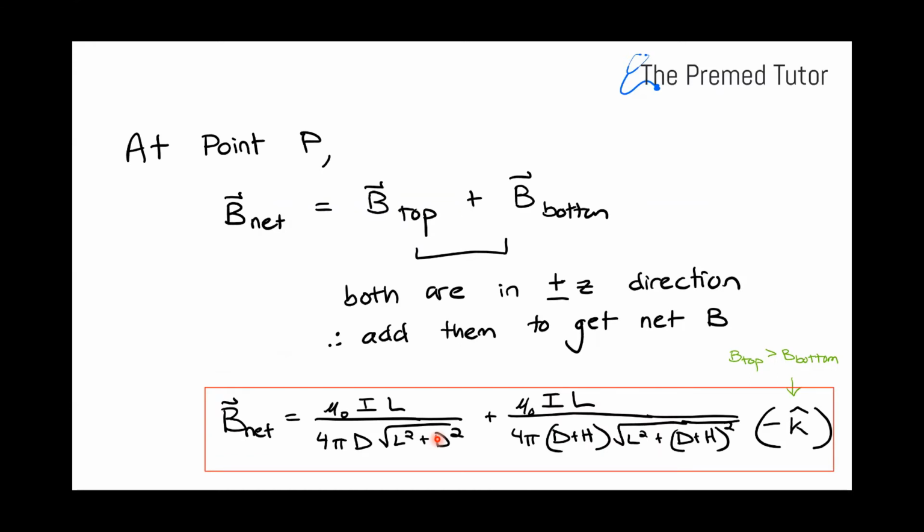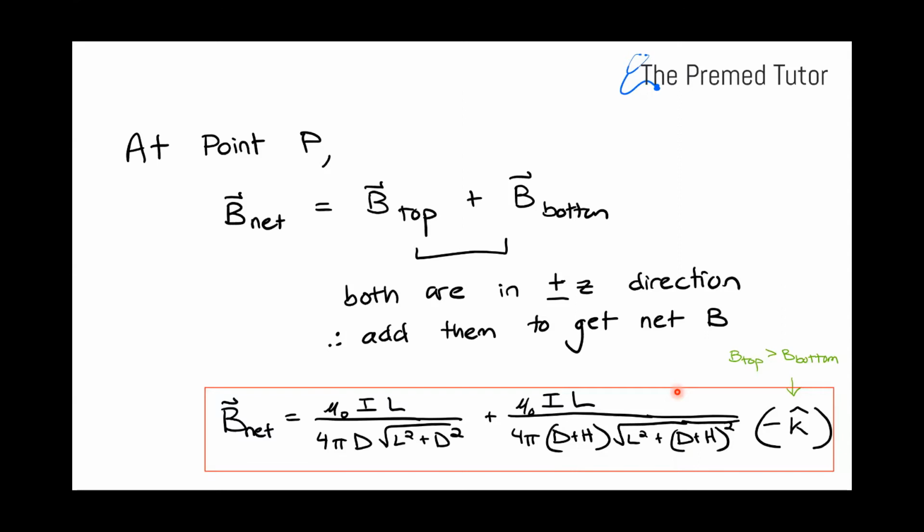Okay, so we did our individual parts, right? We found the magnetic field, magnitude and direction of the top, as well as that of the bottom. Now we just have to add them together, and both of them are in either the plus or minus z direction. So that's why we can simply add together the magnitudes to get the net B. And as you can see here, I show those exact two expressions added together.